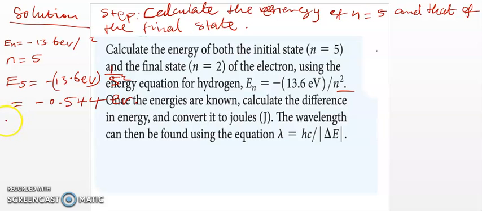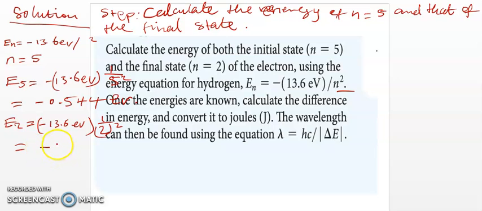The final state we have is E2. Following the same process, we will have negative 13.6 eV times 1 by 2 squared. This will give us negative 3.40 eV. So this is the first step.